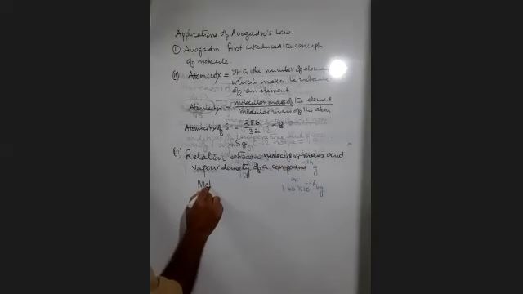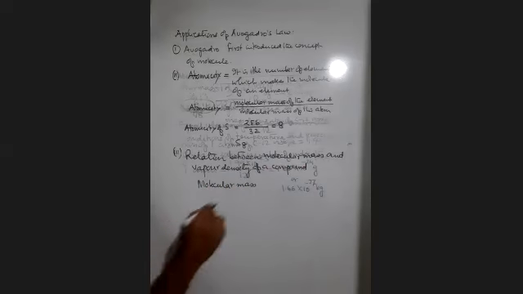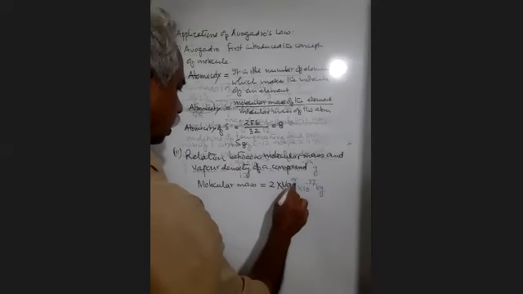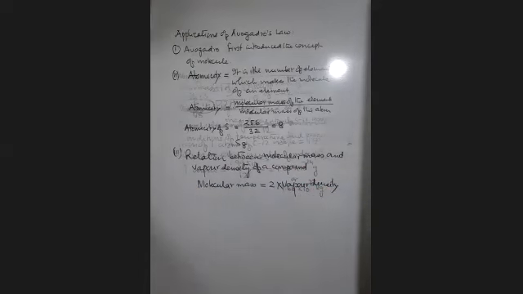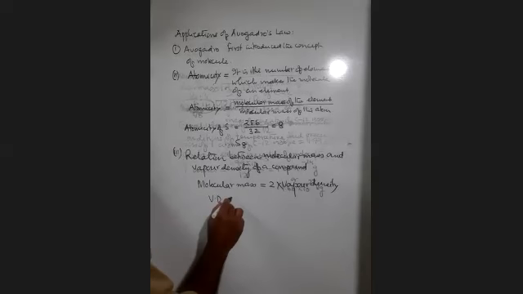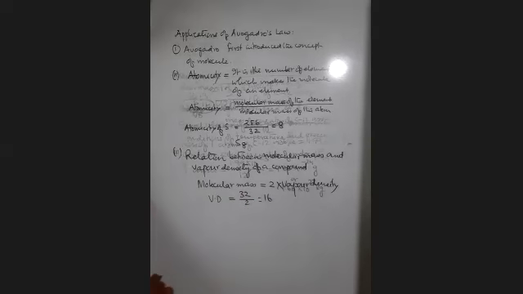Okay, so molecular mass is equal to 2 into vapor density. So you can find out the vapor density of oxygen. Let me write here V. See, the molecular mass of oxygen is 32. So what will be its vapor density? Divide by 2, so it will be 16.